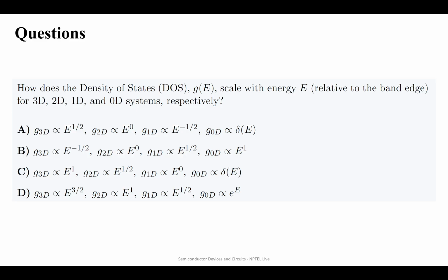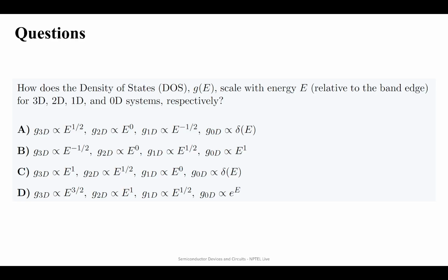How does the density of states g(E) scale with energy E relative to the band edge for 3D, 2D, 1D, and 0D systems respectively? Option A: g3D is proportional to E^(1/2), g2D is proportional to E^0, g1D is proportional to E^(-1/2), g0D is proportional to delta(E).